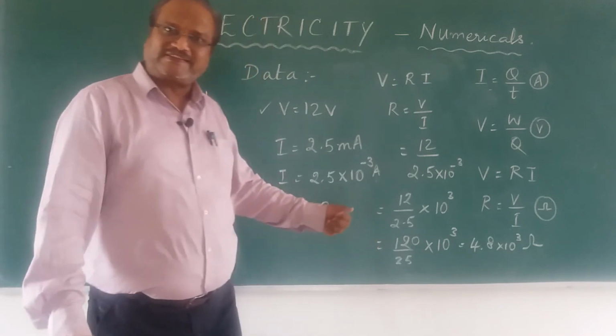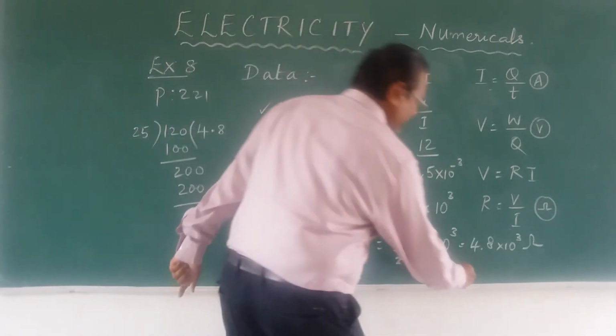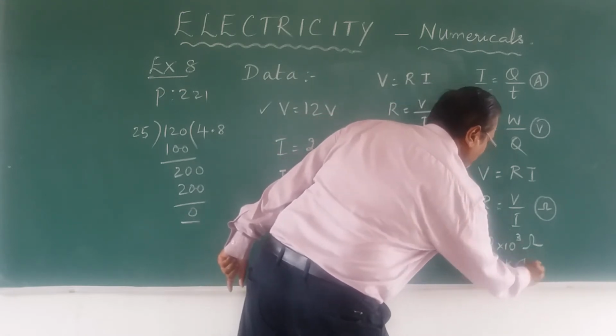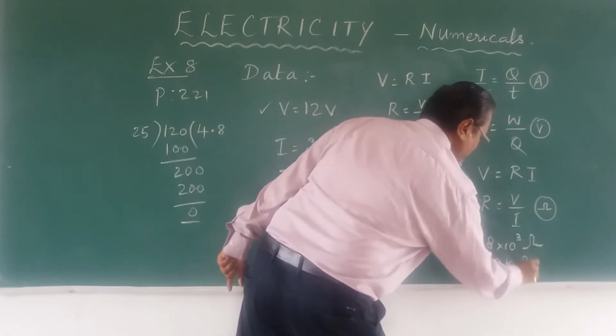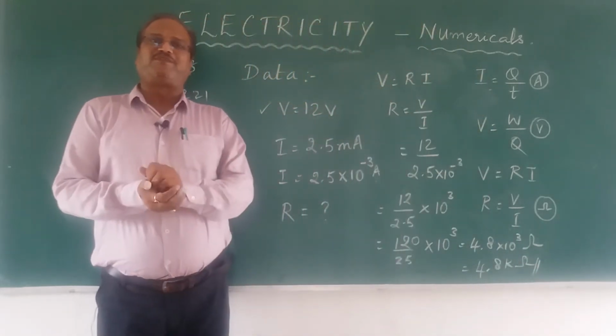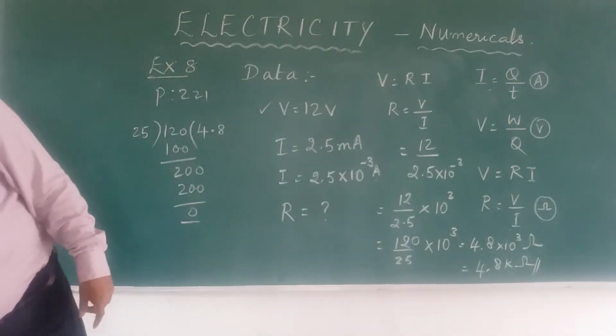You can read the answer like this. But what about 10 power 3? It is nothing but kilo. So 4.8 kilo ohms. You can write kilo ohms. Even if you don't convert, no problem. The board will give you the marks. Okay, let me now tell you.